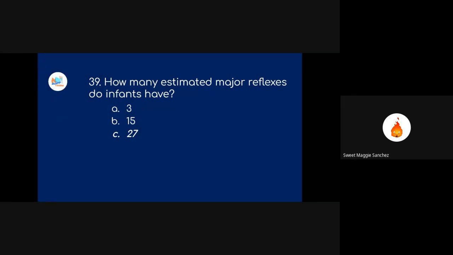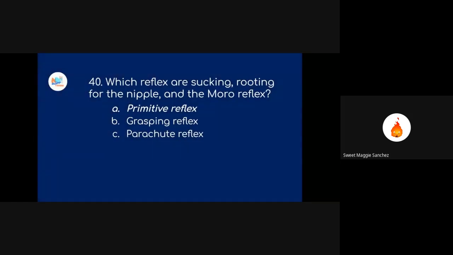Okay, number 39. How many estimated major reflexes do infants have? The correct answer is 27. Yes, ang dami, no? And each of these reflexes will be explained later, starting with sucking, rooting for the nipple, and the Moro reflex. It's actually under primitive reflex. From the word itself, primitive, it is done without instinct. Dire-diretso lang. Parang innate for animal instincts natin as a person. Even it's also present among mammals.